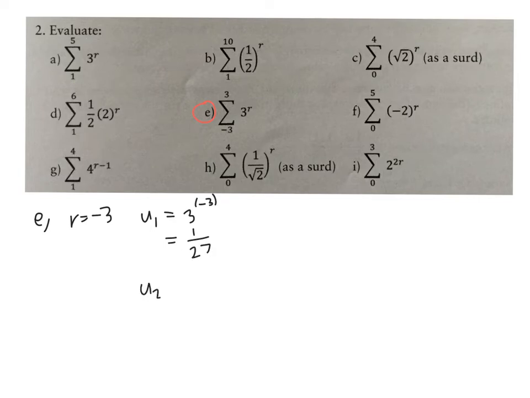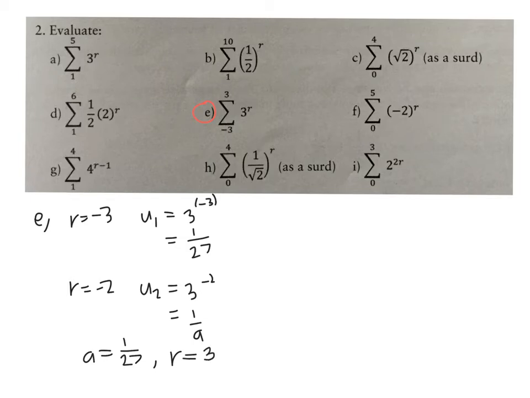The second term then, you could cycle through, you increase r by 1. So r would be -2 for the second term, and that would be 3 to the power of -2, or 1 over 9. What's important from all of this is that you get the first term, a, which is your u1, 1 over 27, and your r, the common ratio. And you can see when you go from the first term to the second term, you're multiplying by 3. Okay, so that's what's happening each time. So r, the common ratio, is 3.